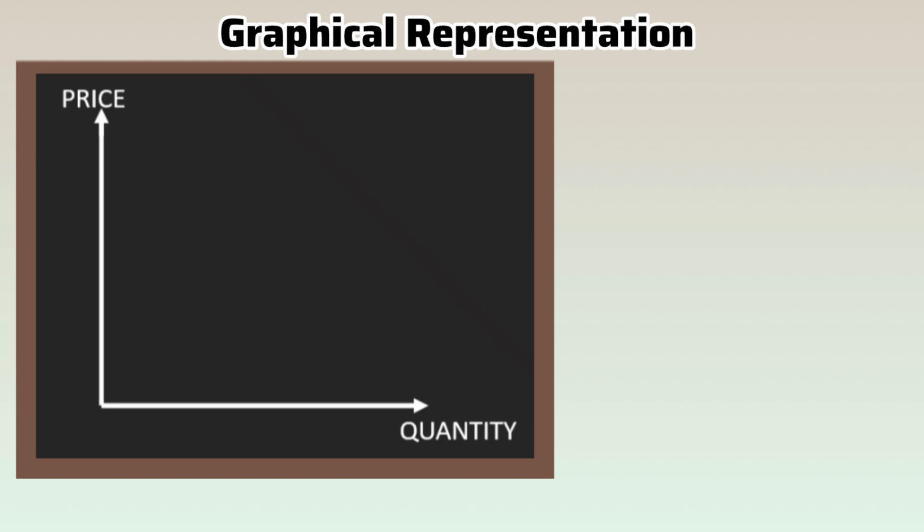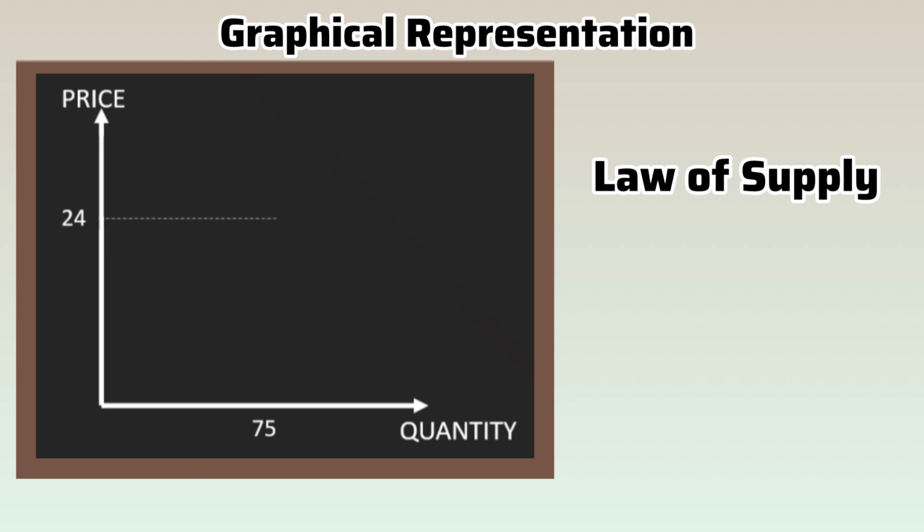Now let's look at the supply curve. Here also price is shown on the vertical axis and quantity supplied is shown on the horizontal axis. Initially, the price of the product is 24 rupees and quantity supplied is 75 units. As the price increases to rupees 28, quantity supplied also increases to 100 units because as the price rises, sellers become willing to supply more.